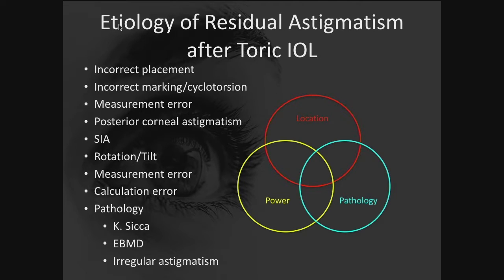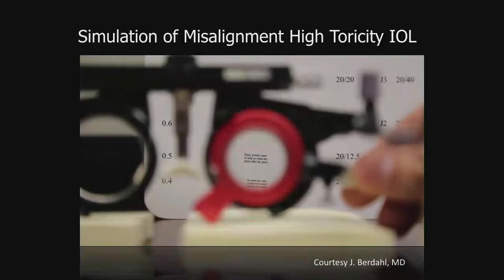So simply, we need to think, is this a location issue? Is this a power issue? Or is this a pathologic issue otherwise? This could result from incorrect placement, which could be due to marking or cyclotorsion, measurement errors. Posterior corneal astigmatism is a hot topic these days. Rotation and tilt, we're going to discuss measurement error, calculation error, and of course, irregular astigmatism resulting from dry eye, epithelial basement membrane dystrophy, or other factors.